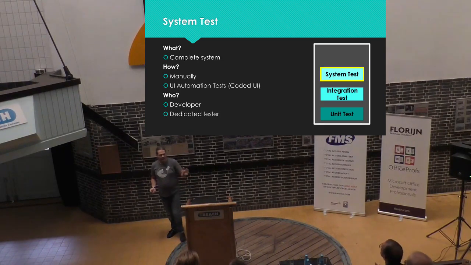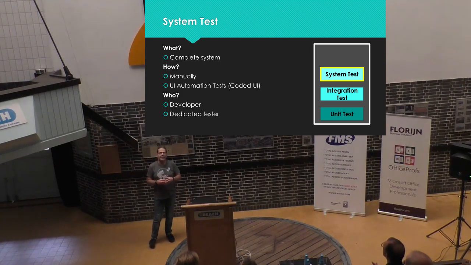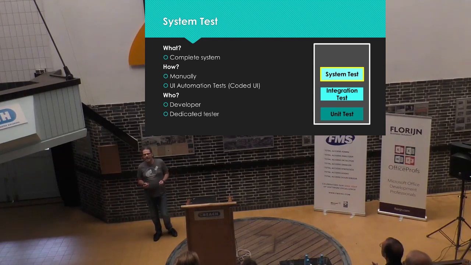Now, the next level up is not our topic today, just for completeness' sake, real quick. The next one is the system test, where the real application, the whole application, is tested either manually or with coded UI tests, with UI automation. And that is either done by a developer or by a dedicated tester, if you have someone on that team.